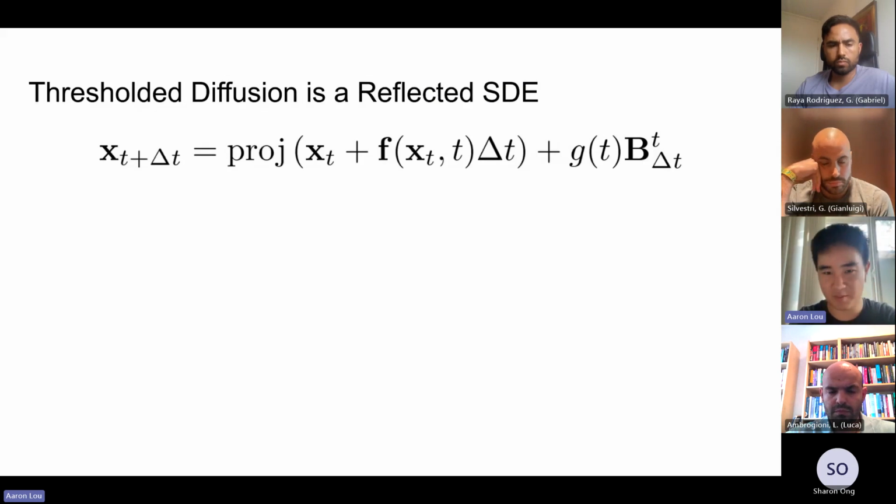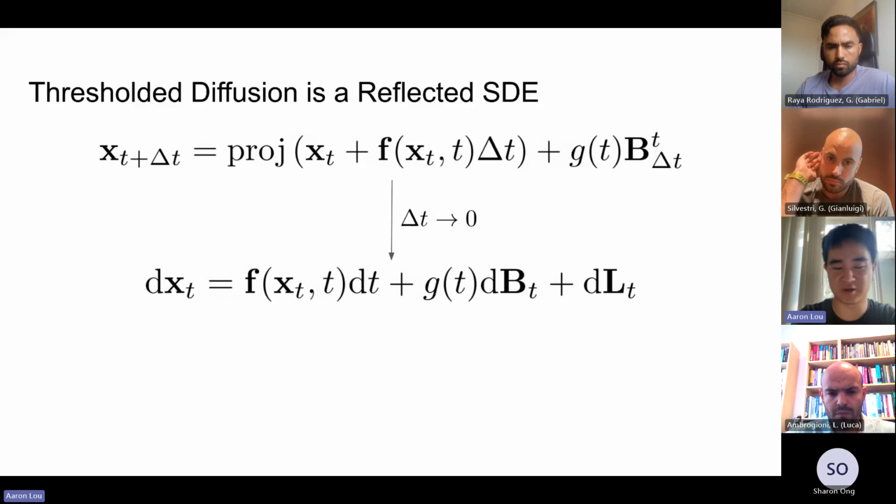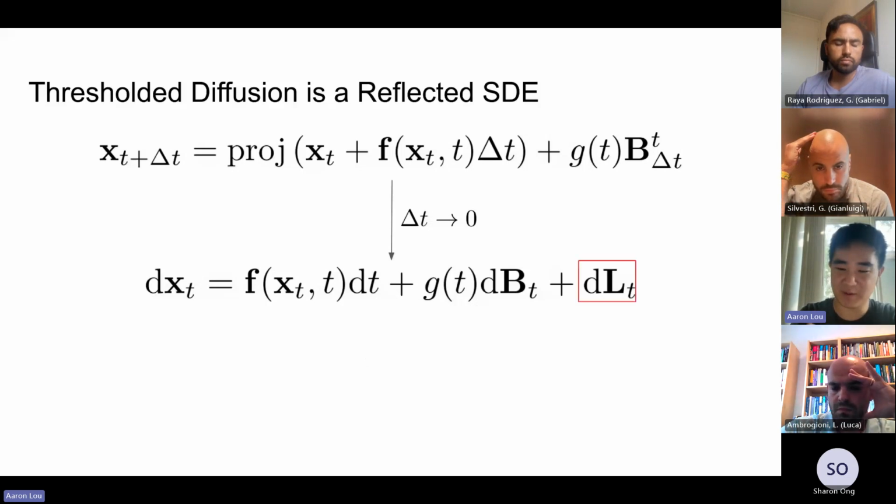Well, one of the things that we noticed in our paper is that if we rewrite this step project, thresholded sampling procedure as follows, and we take the time step to 0, so we just take an infinite number of steps with the step project, we actually recover a well-known process called the reflected stochastic differential equation. And in this reflected SDE, we have the same F and G, the same drift and diffusion coefficients here. The only real thing that we add is this dLT term.